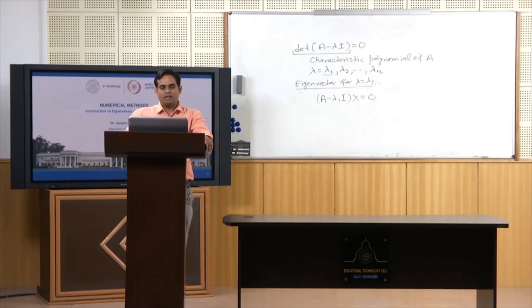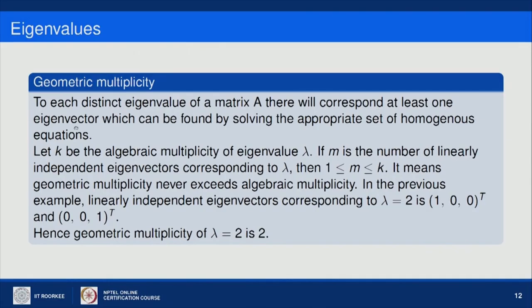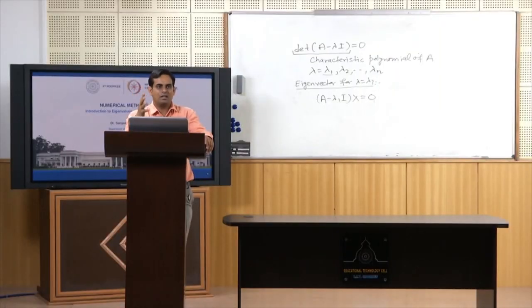Now, for each distinct eigenvalue of matrix A, there will correspond at least one eigenvector, which can be found by solving the appropriate set of homogeneous equations. Let k be the algebraic multiplicity of eigenvalue lambda. If m is the number of linearly independent eigenvectors, please note, linearly independent, corresponding to eigenvalue lambda, then m will always lie between 1 and k. This means the number of linearly independent eigenvectors corresponding to an eigenvalue will always be less than or equal to the algebraic multiplicity of the eigenvalue. And this number of linearly independent eigenvectors corresponding to a given eigenvalue is called the geometric multiplicity of the eigenvalue. So, I want to say that geometric multiplicity never exceeds algebraic multiplicity.